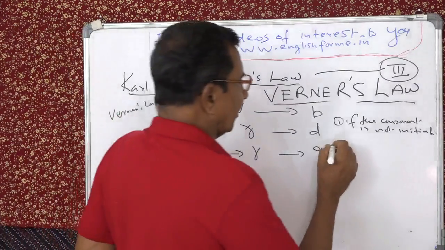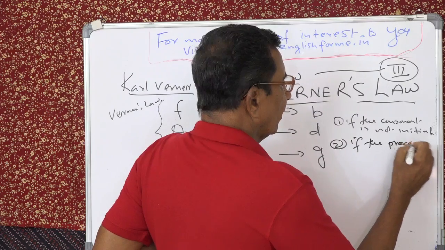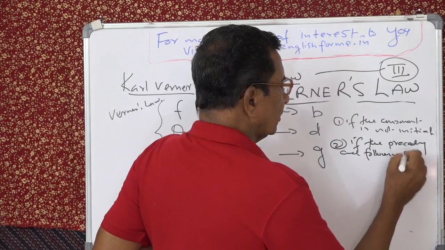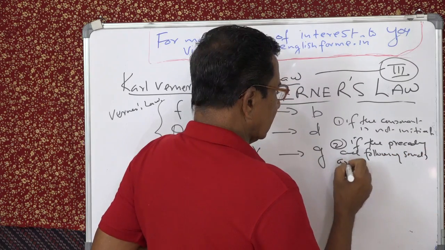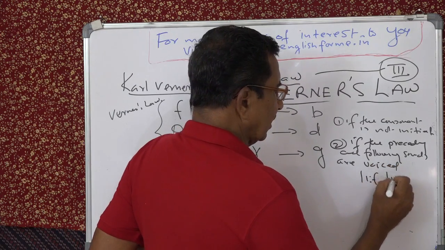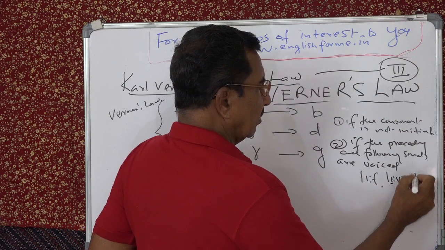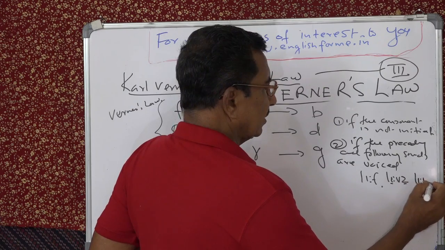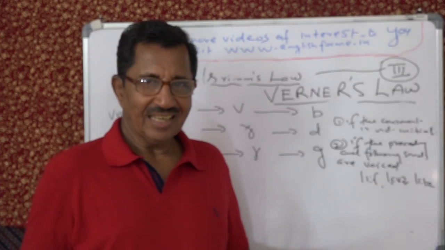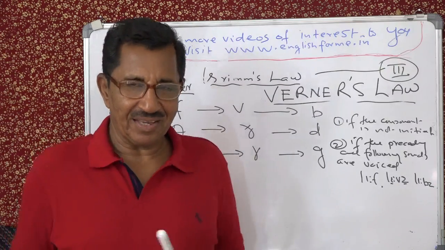Second is, if the preceding and following sounds are voiced. The example I gave you in modern English is leaf. If the preceding and following sounds are voiced, for this I gave you an example, leaf. Leaf, then comes leaves. See, preceding, following, and then you can think of leaves. This is what I imagine.